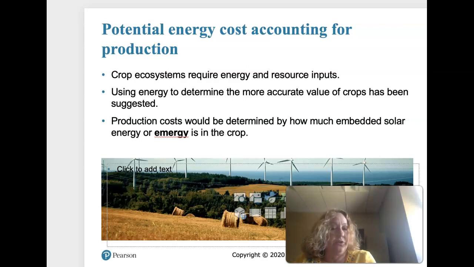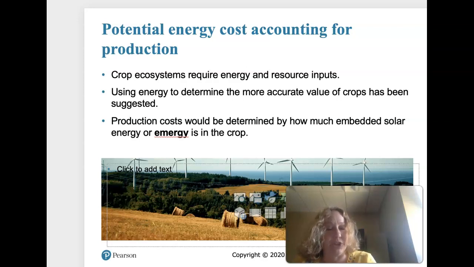We also have to think about the potential energy costs that are accounting for production. So crop ecosystems require energy and resources, fertilizer, energy for tractors, a lot of input goes into each crop. Using energy to determine the accurate value of crops has been suggested. So instead of just a price, you would pay how much energy units go into each of the plants that you are buying for either to plant in your yard or to eat. Production cost would be determined by how much embedded solar energy, or emergy, is in the crop. It sounds like I've misspelled energy. I have not.